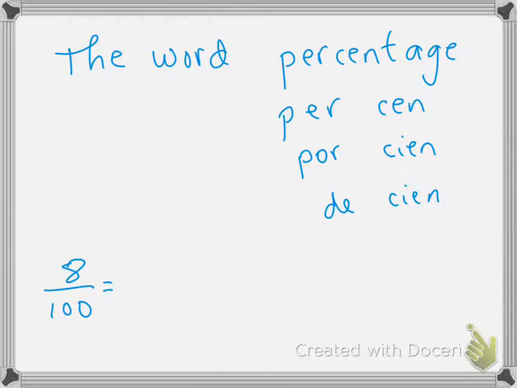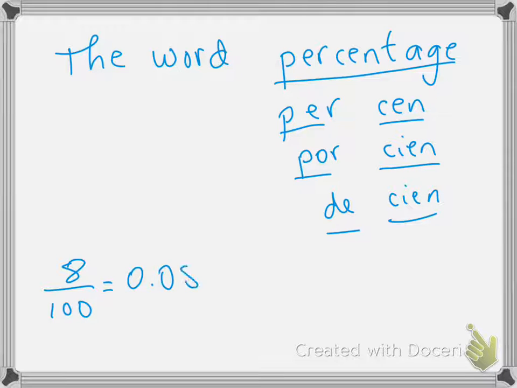So the word percentage comes from percent, which is "por cien," which also means "de cien." So percentage is based on 100, and that is the key word here, 100. For example, if you have 8 out of 100, that is 8/100, which in decimal form is 0.08, which means that you have 8%. 8% means 8/100, or 8 out of 100. And now you can see how a percentage can also be written as a fraction and also as a decimal.